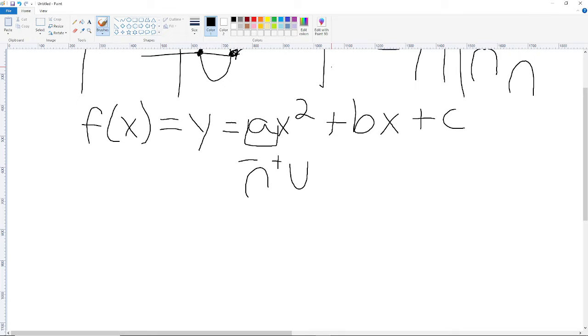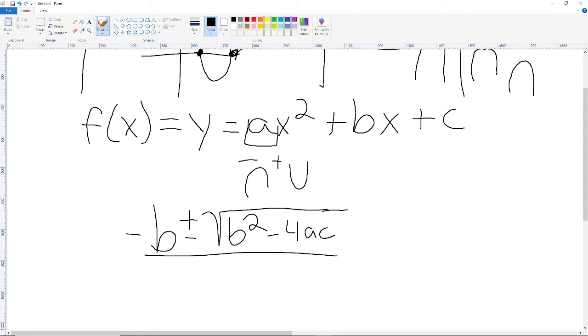And the quadratic formula is negative b plus or minus the square root of b squared minus 4ac, all divided by 2a. And a is whatever number is in front of x squared. If there's no number in front of x squared, a is just 1. B is whatever's in front of x, and c is the constant.